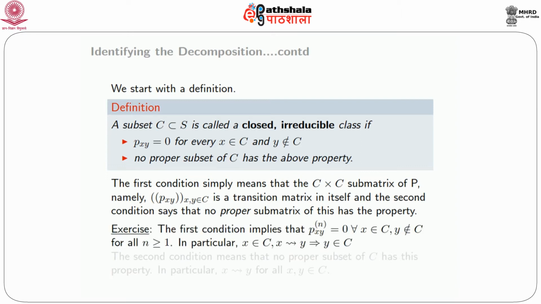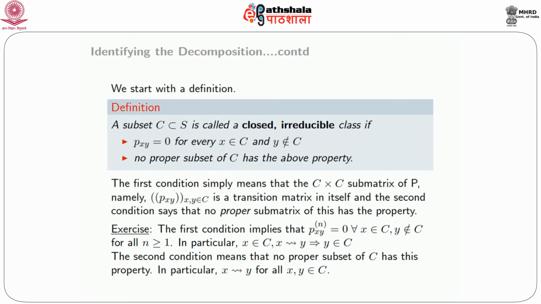It's a routine exercise. What you can verify is that from the first condition you can conclude that not only pxy is 0 for x in C and y outside C, but even pxy^n for every n is 0 for x in C and y outside of C. In particular, if x is in C and x leads to y, then y has to be in C, because for y outside of C, no pxy^n can be positive. And the second condition means that no proper subset of C has this property. In particular, x must lead to y for all x, y in C.